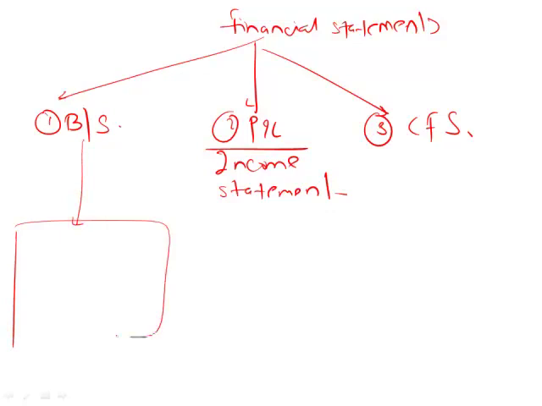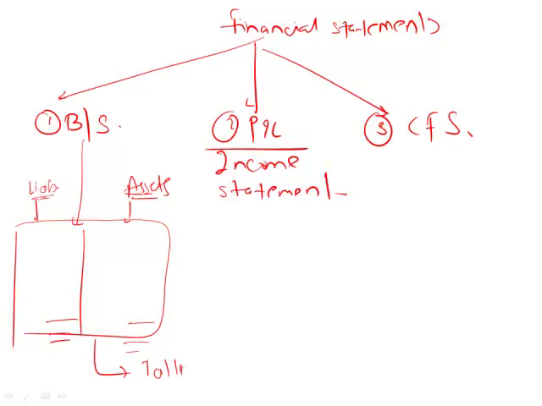Again, it's a big box with two sides. On one side we would write down all the liabilities that the business might have to incur. On the other side we would write down all the assets. And then the total of liabilities and the total of assets always has to be the same. In accounting terms, we say that your balance sheet needs to tally. Tallying your balance sheet means making sure the total of assets and liabilities are the same.